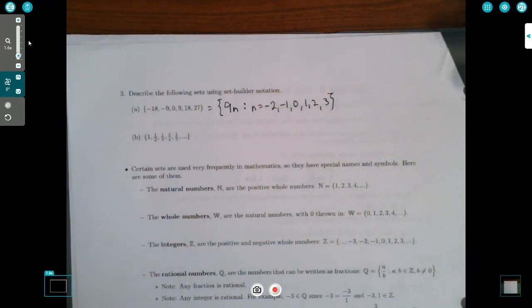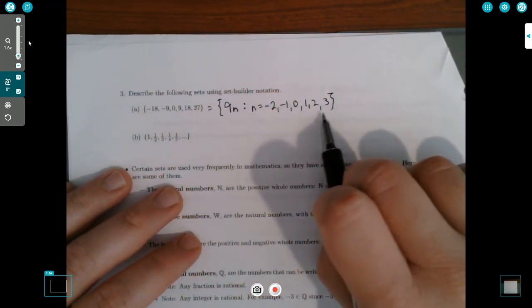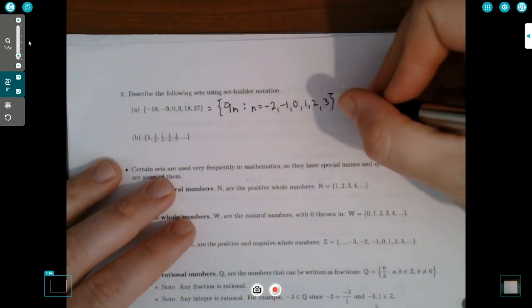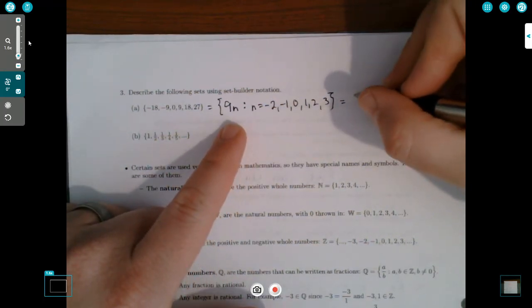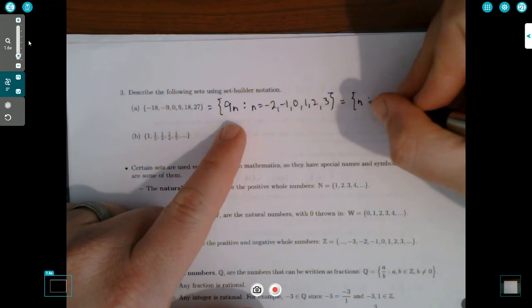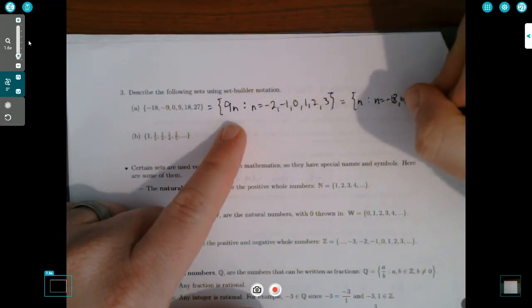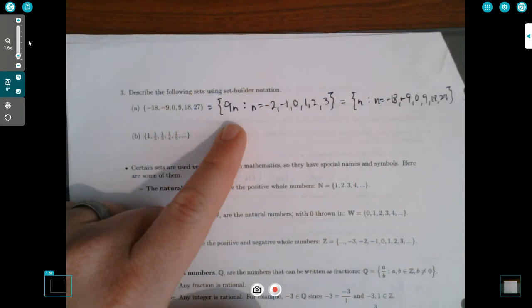I should mention that there's more than one way to write these things down in set builder notation. So this, I think, is probably the most obvious one, but you could also have written it as the set of all n, where n is -18, -9, 0, 9, 18, and 27. That would also be set builder notation.